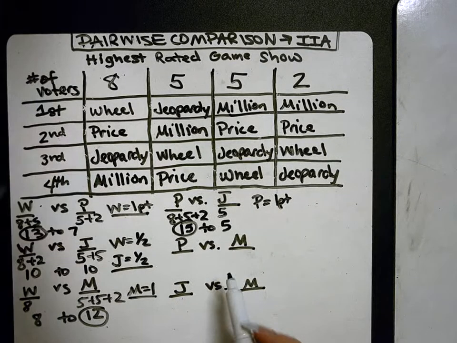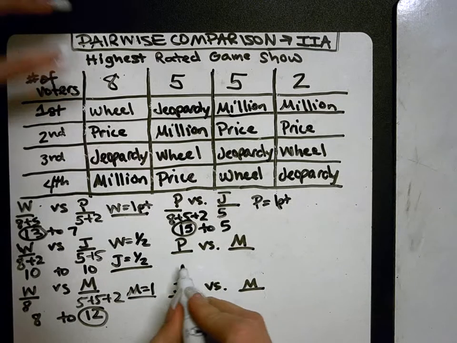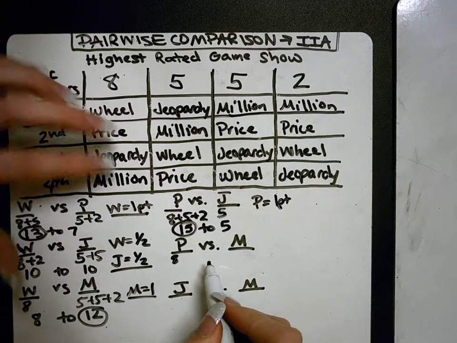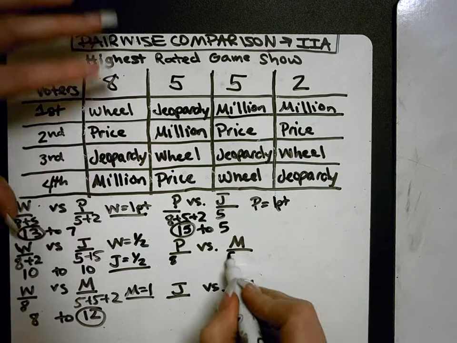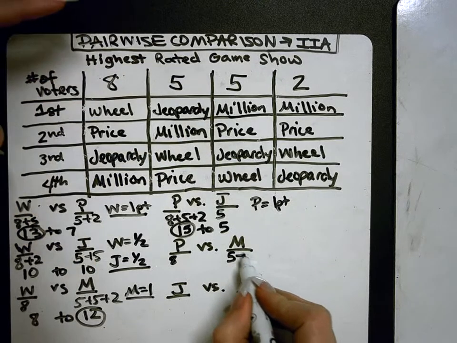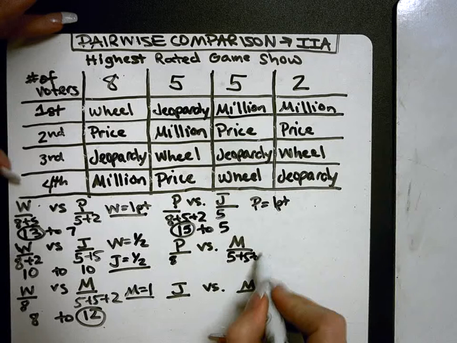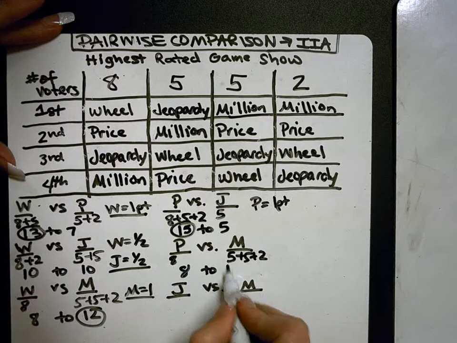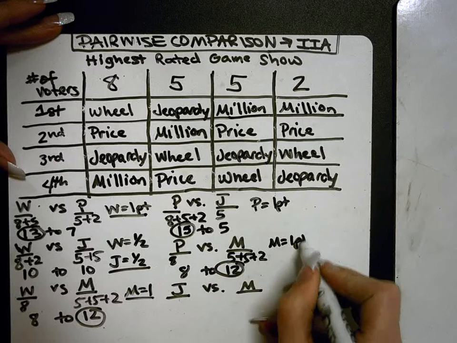Okay, price versus millionaire. First column, price is preferred, price gets 8 points. Second column, price versus millionaire. Millionaire is preferred, millionaire gets 5. Third column, millionaire is preferred, millionaire gets 5. Last column, millionaire is preferred, millionaire gets those 2. We have 8-12. Millionaire wins, millionaire gets 1 point.